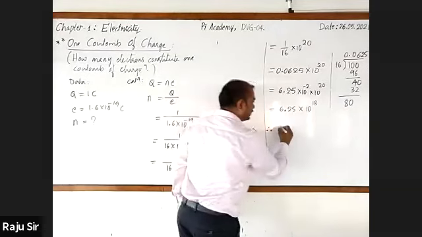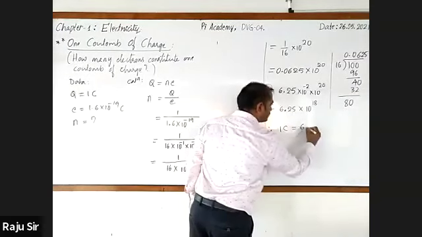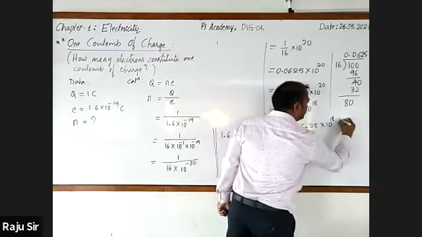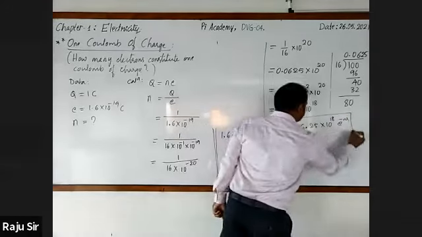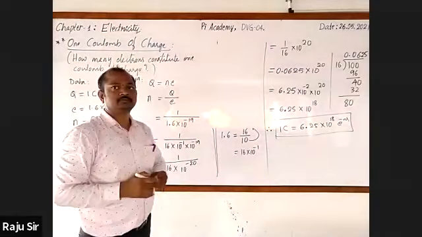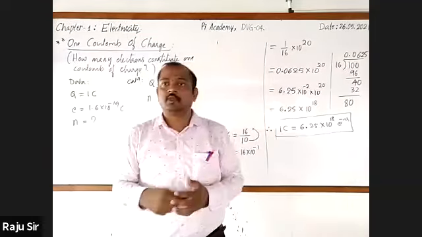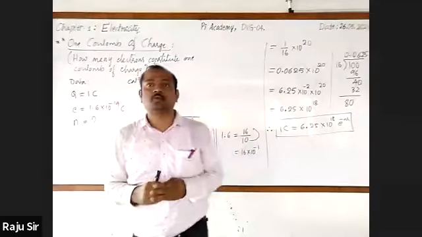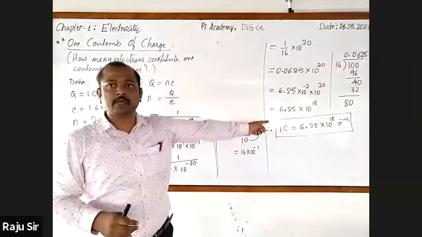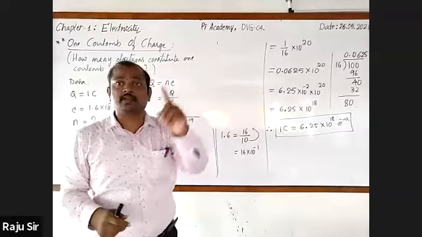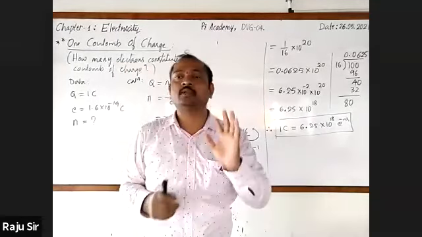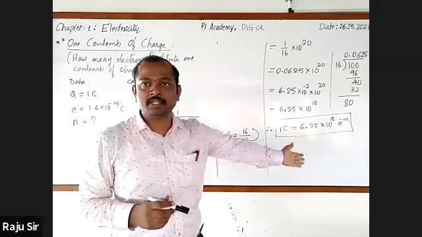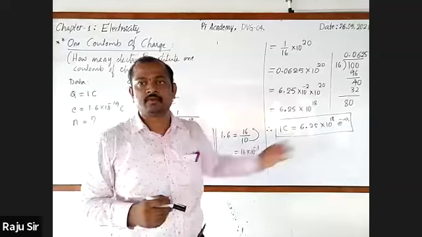Now, I'll write the final conclusion. So, 1 coulomb is equal to 6.25 into 10 raised to the power 18 electrons charge. Go to the question: How many electrons constitute 1 coulomb of charge? 6.25 into 10 raised to the power 18 electrons charge is nothing but 1 coulomb. Have you copied this? Yes, sir. Okay.